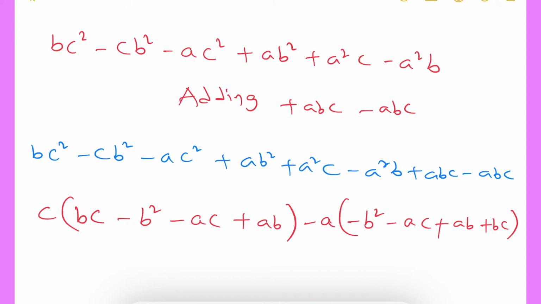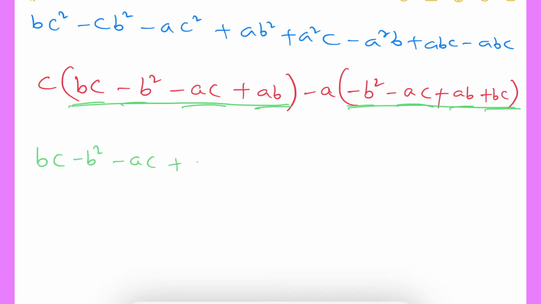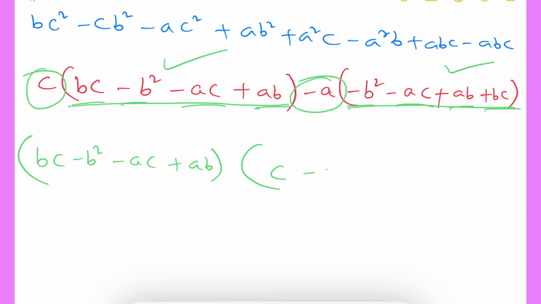Okay, now let us observe this clearly. Here BC is there, here also BC is there. Here minus B square is there, here also minus B square. Here minus AC is there, here also minus AC. Here AB is there, here also AB. So this total is exactly equal to this total. So I will take the total common, then BC minus B square minus AC plus AB. I am taking common. So this total completed, we remain with C. This total completed, we remain with minus A.